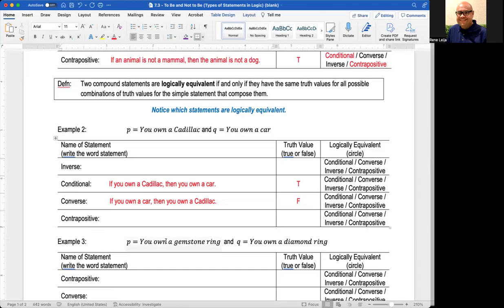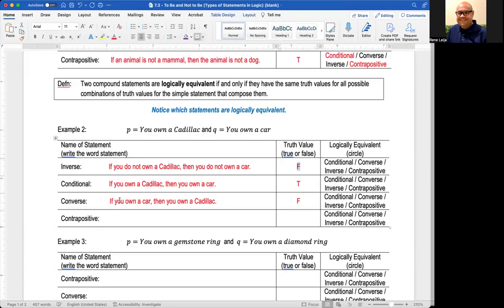Okay, so that's false. Then the next one is the inverse. This is when we flip back to P and Q, except we negate these. We negate P and we negate Q. If you do not own a Cadillac, then you do not own a car. Well, that's not true. If you don't own a Cadillac, if you own a Toyota, it could still be a car. So that's a false statement.